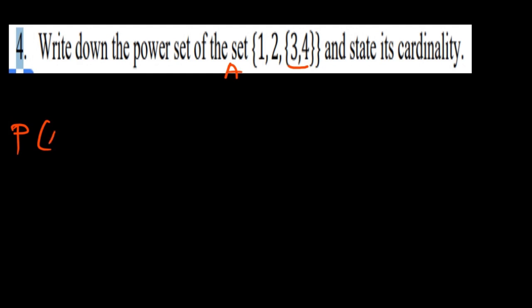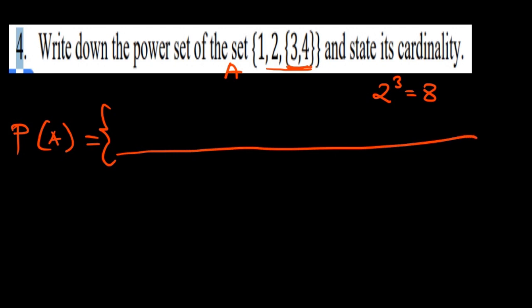Okay, so the power set of set A, remember we are listing all the subsets in this set. Okay, so remember that this {3, 4}, we are taking it as one entity here, because it's a part of this set. So it means this set here has 3 elements, so it's supposed to have how many subsets? 8. Okay, so 2 to the power 3 would be 8. So we have to list down 8 subsets here. So we've already stated its cardinality there. The cardinality is just 8.